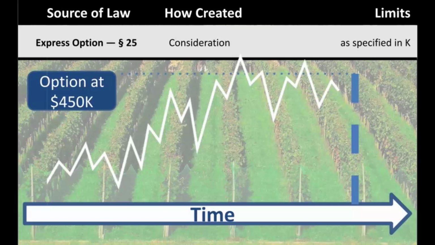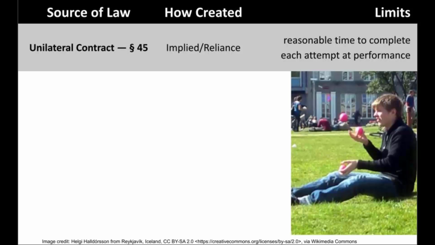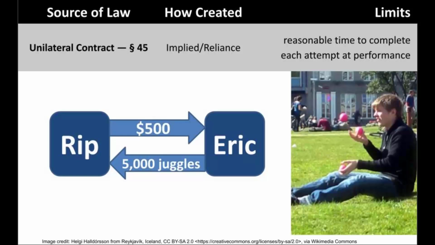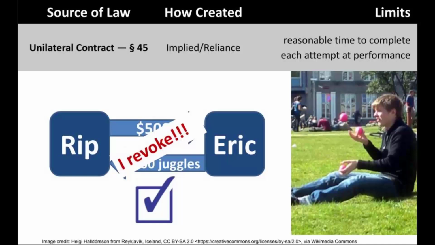Now let's consider an offer of a unilateral contract. In the textbook, I give the example of offering my son Eric $500 to juggle 3 tennis balls 5,000 times. Maybe I figure it'll keep him out of trouble. Eric gets to 4,950, and I yell, "I revoke!" We learn from Maurice Wormser that the traditional common law rule would let me perpetrate this outrage. An offeror could revoke at any time before the offeree completed performance.